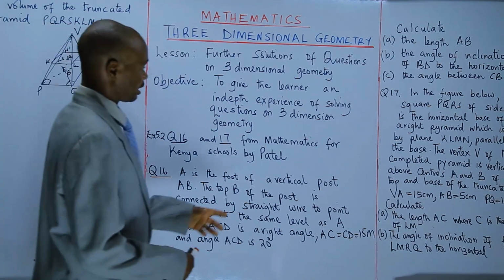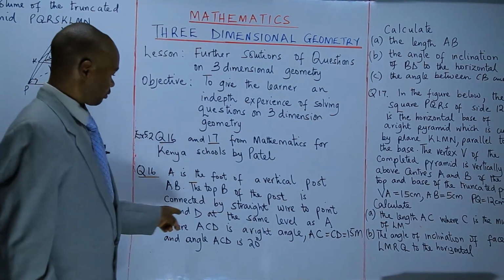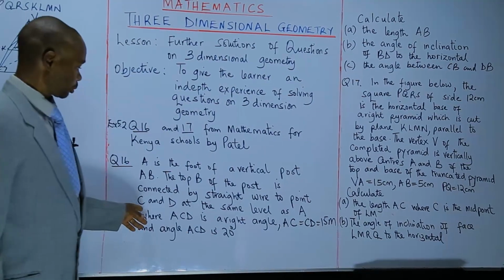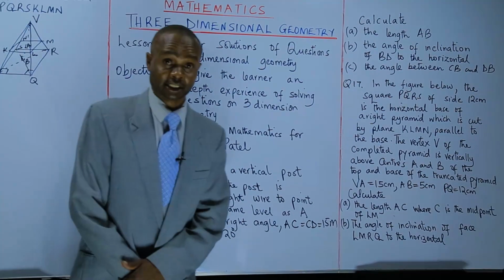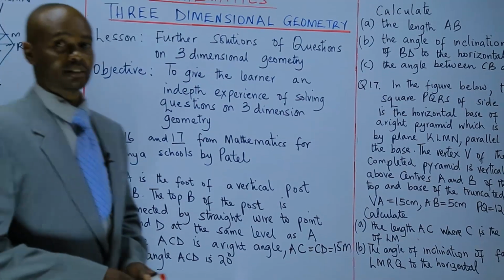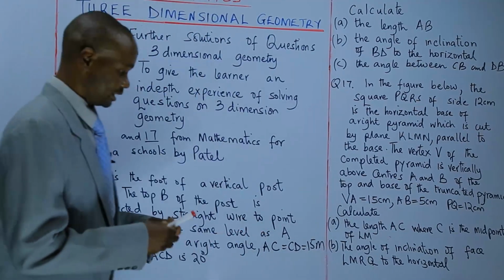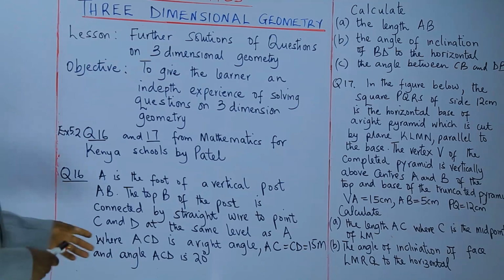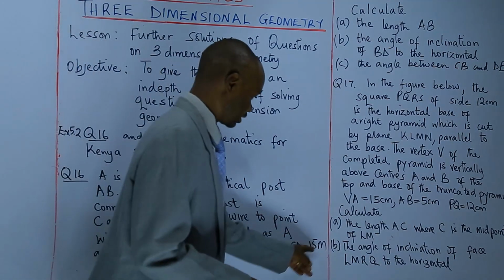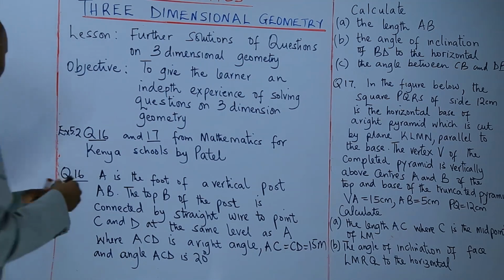A is the foot of a vertical post. The top B of the post is connected by straight wire to points C and D at the same level with A. It means the points are at the same level with A. Where ACD is a right angle and AC equals CD equals 15. So the best you can do in such a question is sketch out something to help you.